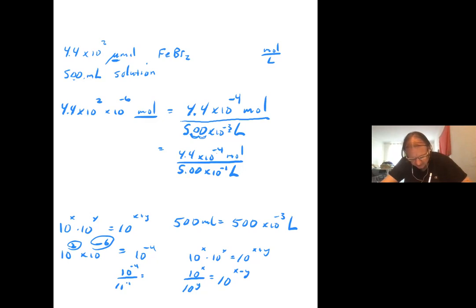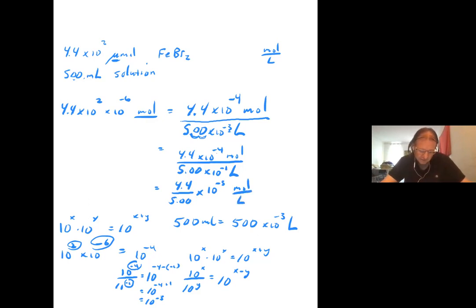So that would be 10 to the minus 4 minus a minus 1. You take the one in the top and you subtract the one in the bottom. So minus a minus is plus. So that's 10 to the minus 4 plus 1, which is 10 to the minus 3. So you can simplify this as 4.4 over 5.00 times 10 to the minus 3, and then the units are moles per liter.